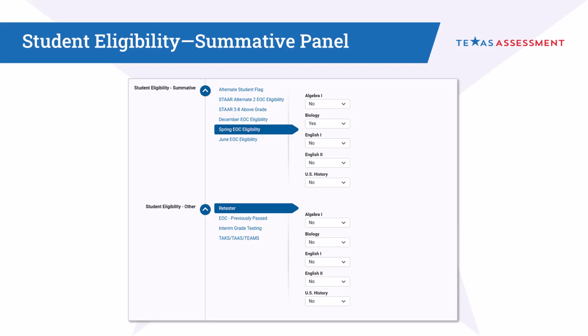In addition to selecting the eligibility fields, be sure to verify the retester fields for the courses in which students need to retest. CAI will turn on the retester and previously passed fields based on the dates listed on the calendar of events, but districts and campuses should verify and update this information as needed.